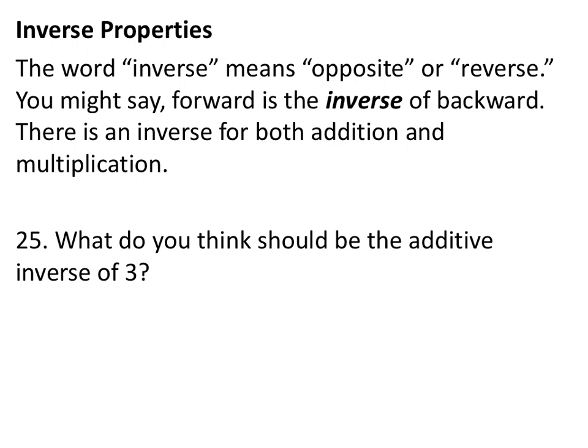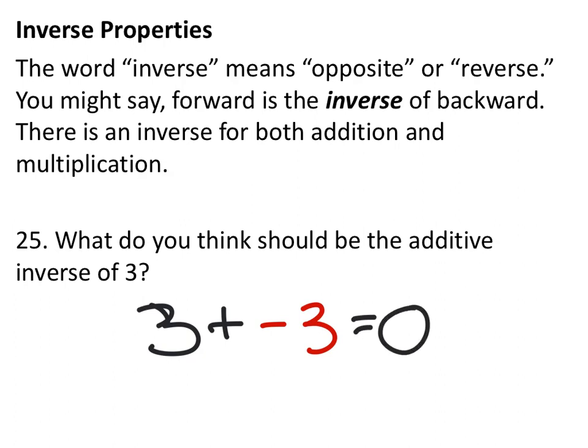Let's look at the inverse property. The word inverse means opposite or reverse. You might say forward is the inverse of backward. There's an inverse for both addition and multiplication. What do you think should be the additive inverse of 3? Well, if you had 3, what is its inverse or opposite? Its opposite we know is negative 3. So if I added this together, what would I get? 0. So when we use addition, the answer should be 0.